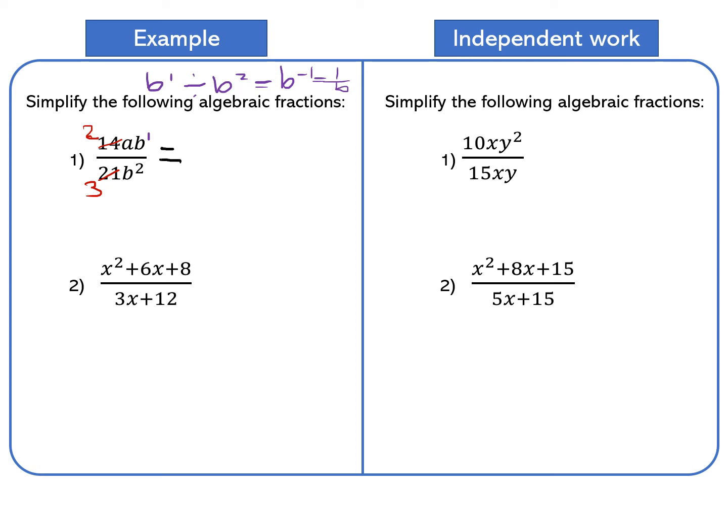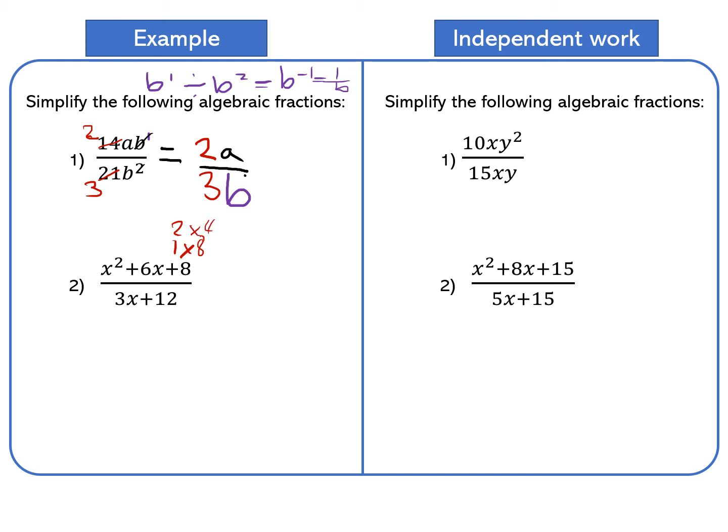So we've got 2a. I haven't got any b remaining on the top because that's been cancelled. Divided by 3b. That's factorized. That's simplified. We can't do anything else. If I look underneath, I'll need to factorize both those expressions. So starting out with 8, what are the factors of 8? I've got 1 and 8, 2 and 4.